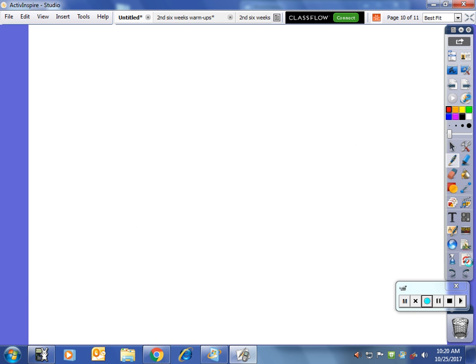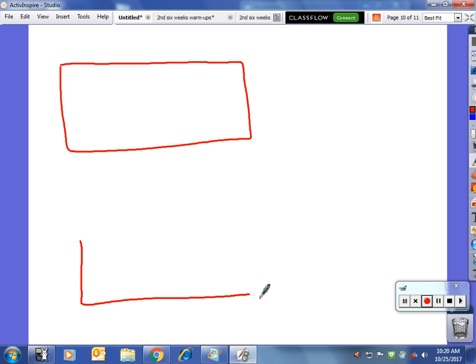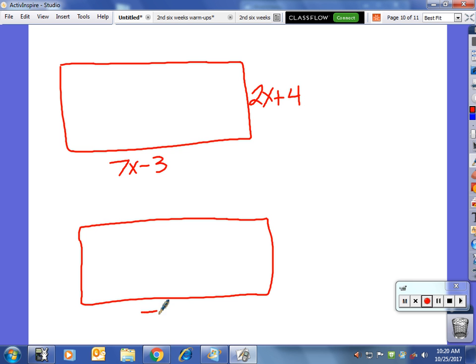Alright, let's do a rectangle. Let's do a rectangle 2 different ways. One with binomial factors and one with just monomial dimensions, not factors. Alright, let's say, I don't know, 7x minus 3, 2x plus 4, versus 7x to the third and 2x to the fourth. Find area and perimeter for both of those, please.